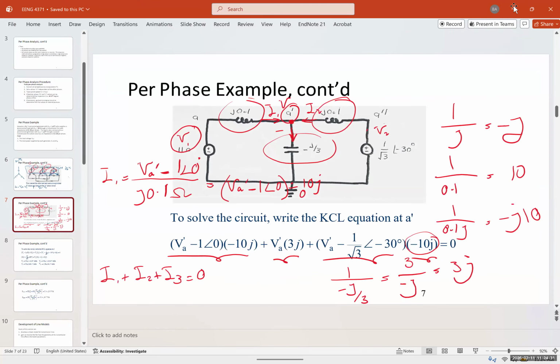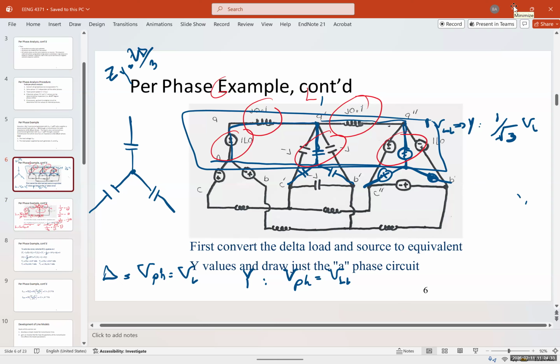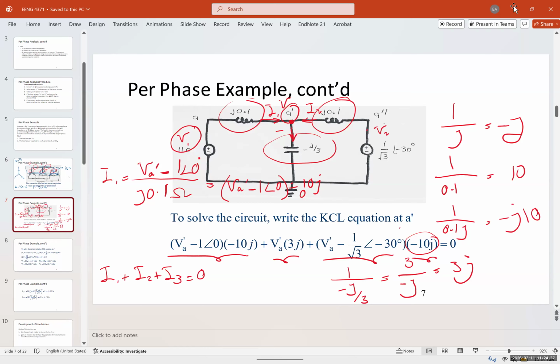That's the reason when we converted this delta to a Y, it's going to be converted with a negative 30 degree. It's originally positive 30, but when 30 goes from the denominator to the numerator, it becomes what? A negative, yeah. Is it clear? Yeah, okay.